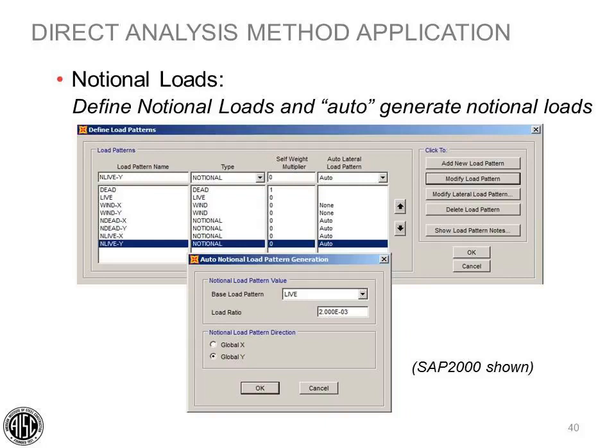Now you can see in the left column, I've defined load patterns dead, live, wind x, and wind y, and notional load patterns for n dead x, n dead y, n live x, and n live y. At the bottom window, I'm defining the n live y notional load to be based on the live load pattern times 0.002 applied in the y direction. The notional loads will then be used in load combinations with the same load factors that are applied to the associated gravity loads. For instance, 1.2 n dead y plus 1.6 n live y will be combined with 1.2 dead plus 1.6 live.